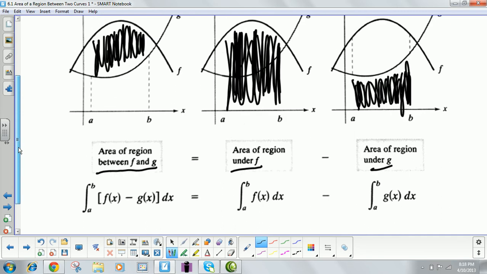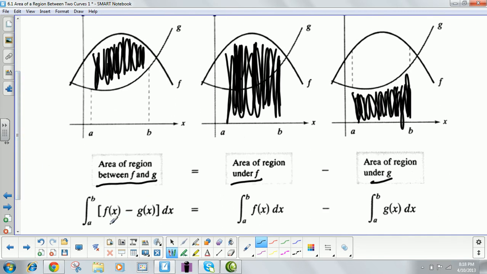So the integral, this is what this section is all about, of f of x, which is your upper, minus g of x, which is your lower function. As you can see here, f is your upper and g is your lower. So you could even plug in f of x minus 0 and g of x minus 0, because really you're integrating to this line where y is equal to 0.